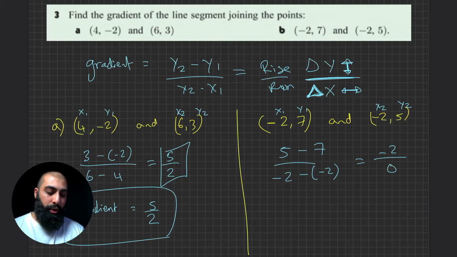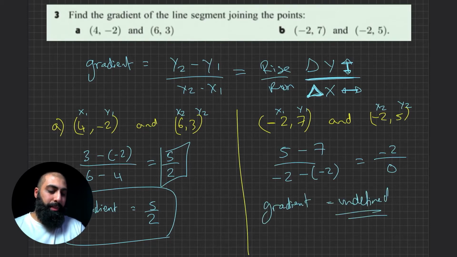Anything divided by 0 means that I have a gradient which is undefined. Now, what does undefined mean? It basically means you have a vertical line. Okay, the line segment or the equation of the straight line here is going to be vertical.